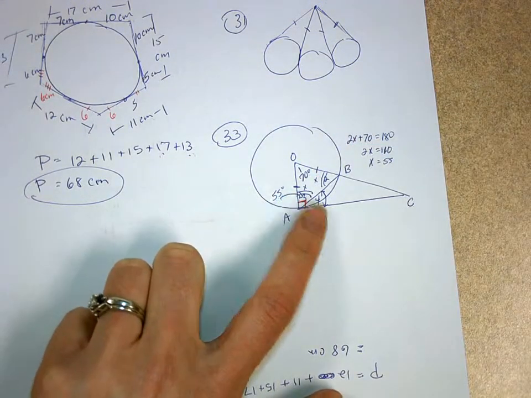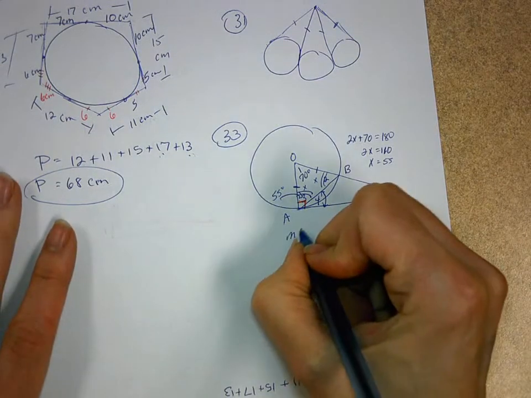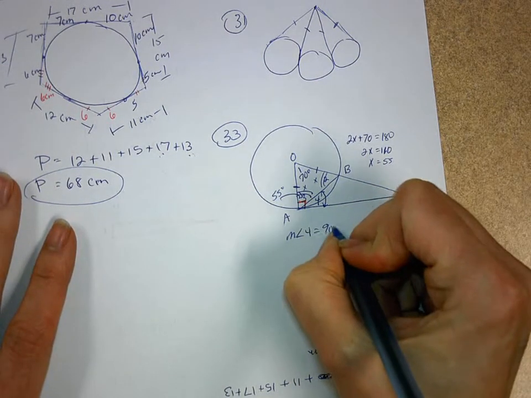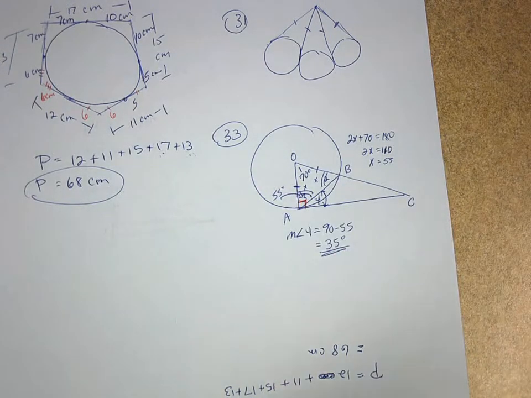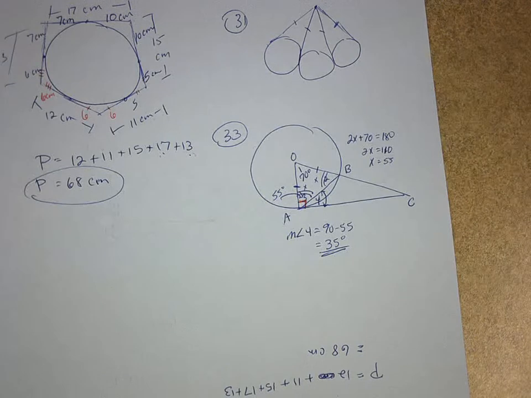Well, 3 and 4 add up to 90. So the measure of angle 4 is just 90 minus 55. Well, that's 35 degrees. Well, hopefully that helps you also on lesson 11.1.